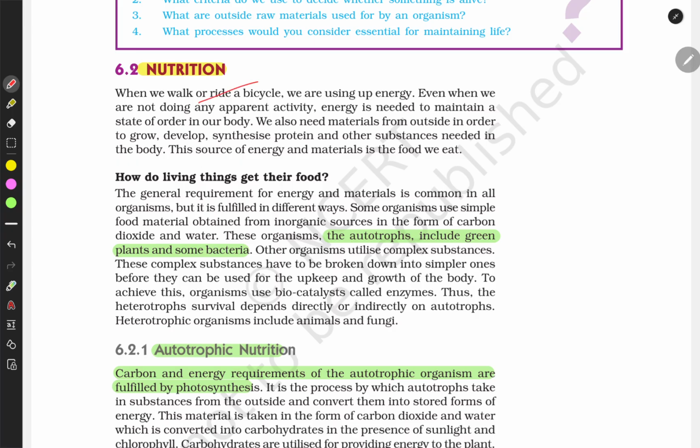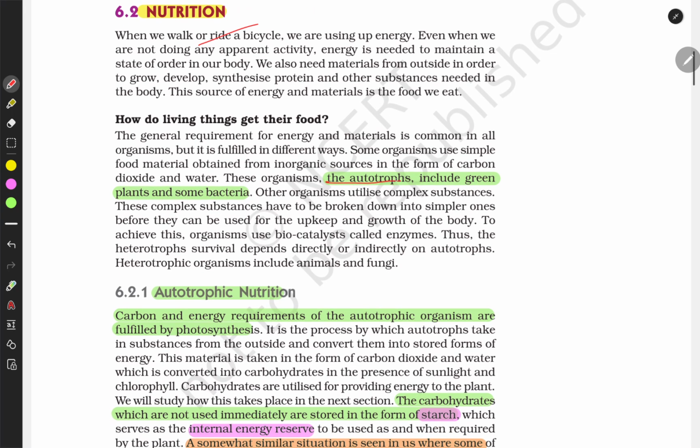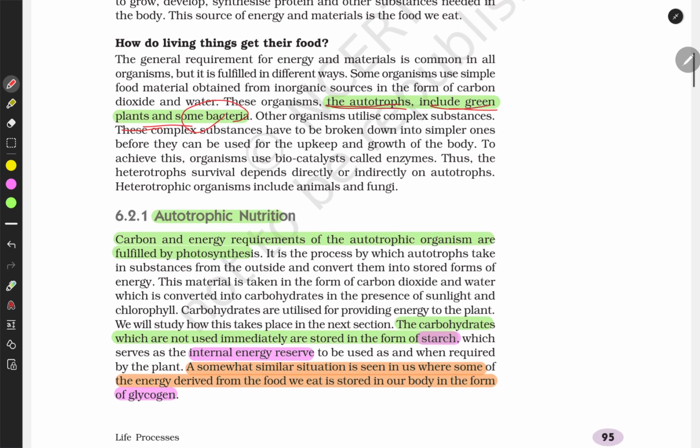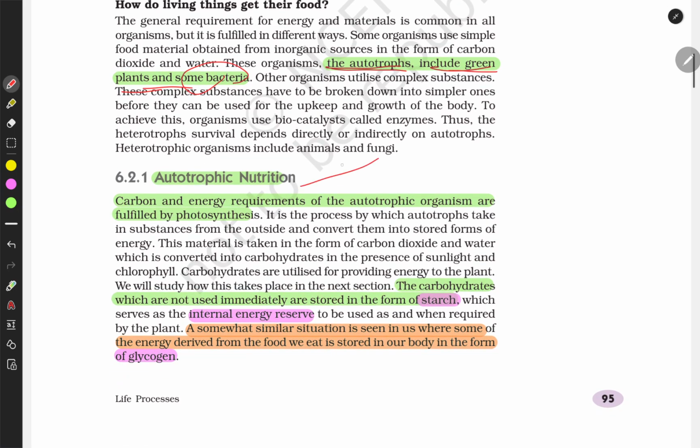Nutrition. There are two types of nutrition: autotrophs and heterotrophs. The autotrophs include green plants and some bacteria. They are autotrophic. What is autotrophic nutrition? The carbon and energy requirements of autotrophic organisms are fulfilled by photosynthesis. These are those organisms which get their carbon and energy requirements from photosynthesis.